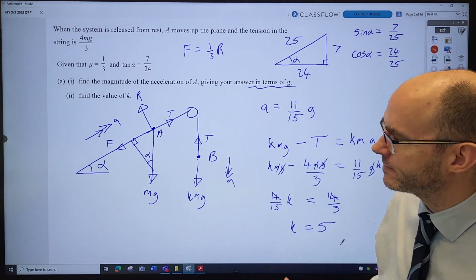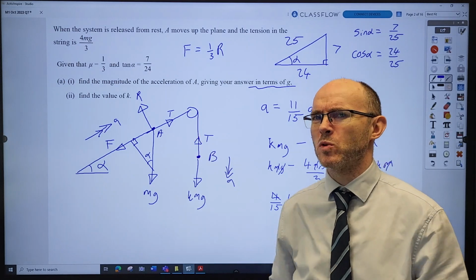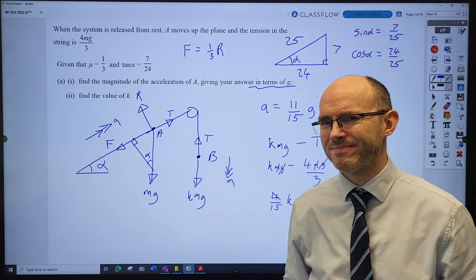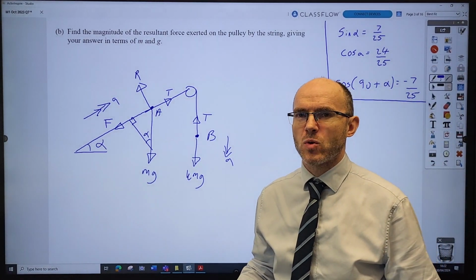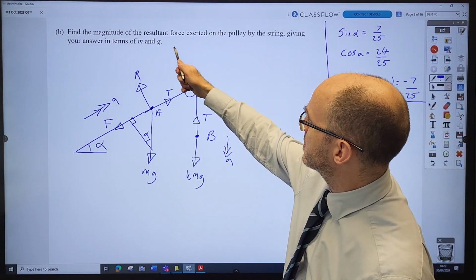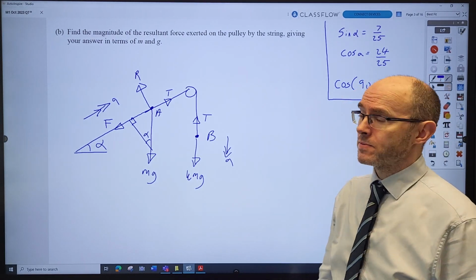Right? Stand by because there's a part B coming up. Just got to resort my board for that. Okay, this is part B. Find the magnitude of the resultant force exerted on the pulley by the string, getting your answer in terms of m and g.